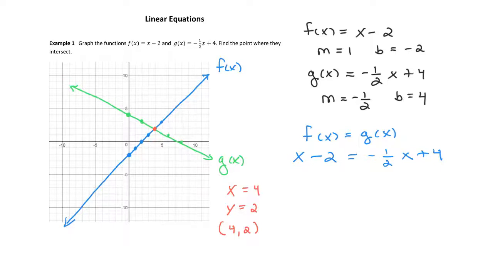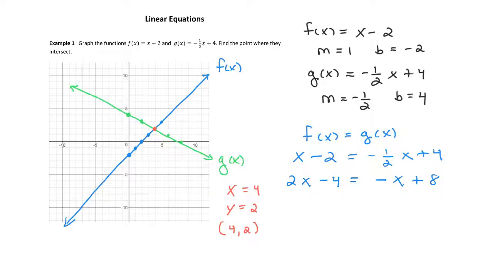If I solve this, it'll give me an x value, and I know the answer should be 4. But let's see, to solve this linear equation for x, I think I'm going to multiply both sides by 2. It'll cancel the fraction, but double every value. So let's see, we get 2x minus 4 is equal to negative x plus 8. I just multiplied both sides by 2.